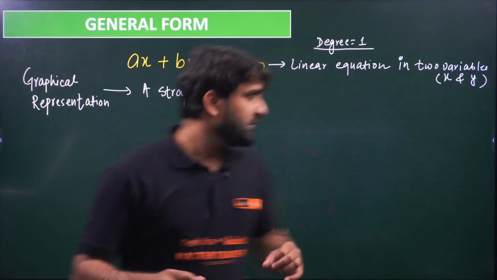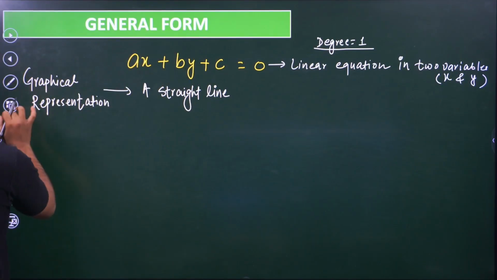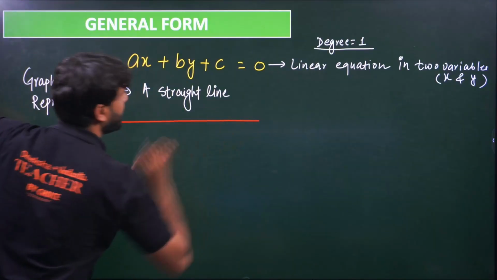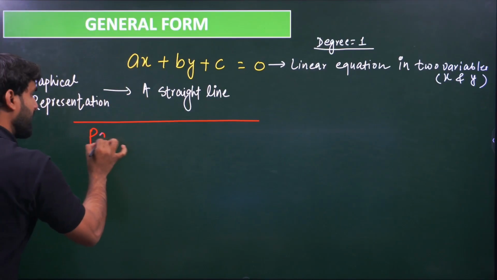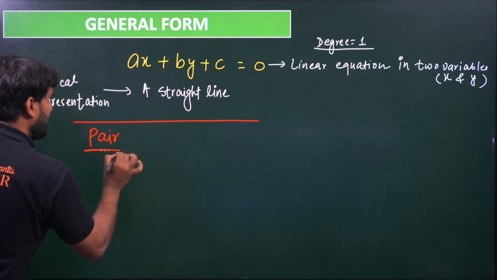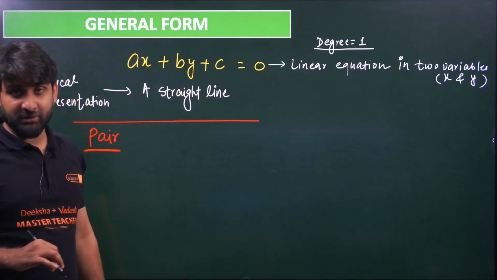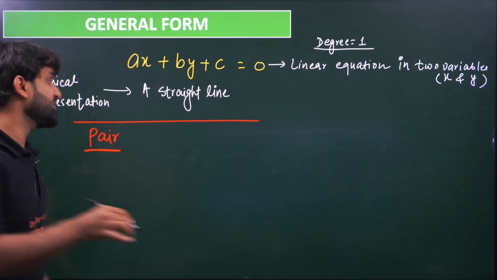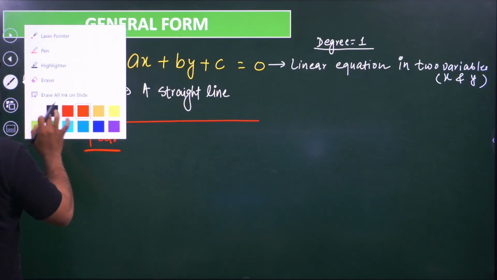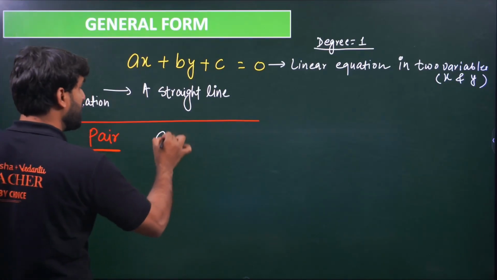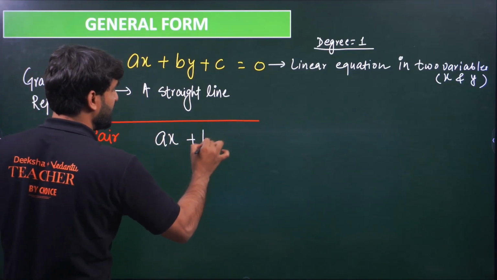Now moving ahead, let's talk about the chapter's heading. Now let me draw a line here. In this chapter, one word is there: pair. Pair of linear equations in two variables. So the word pair represents that there will be two linear equations in two variables.